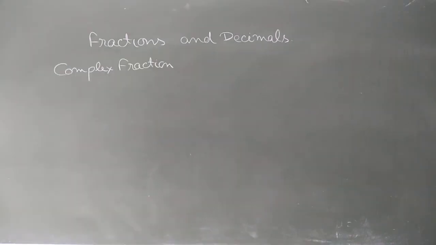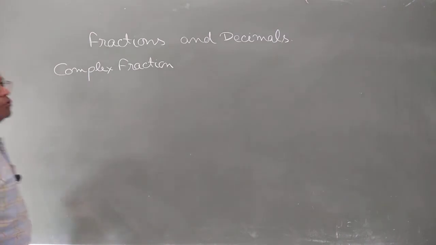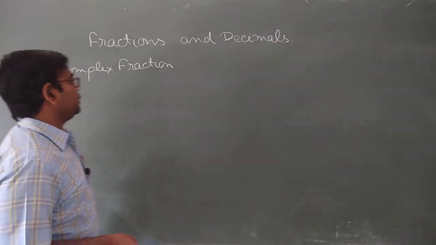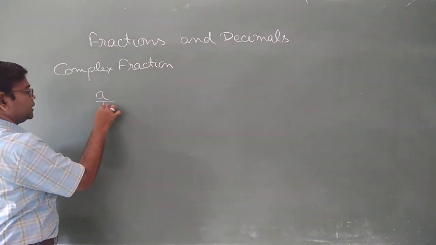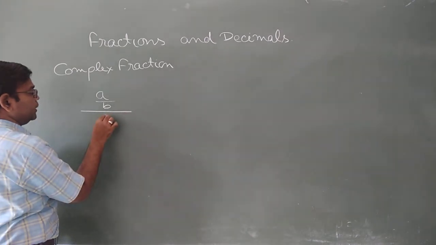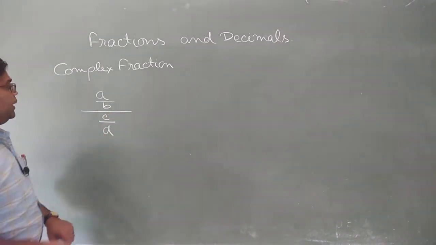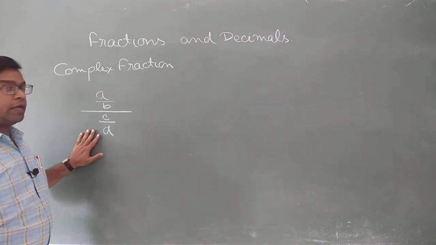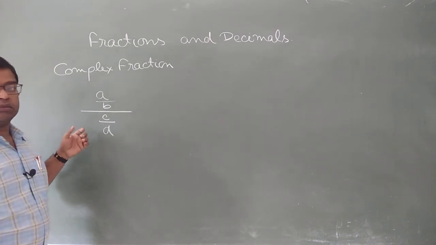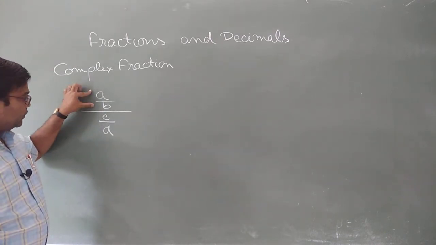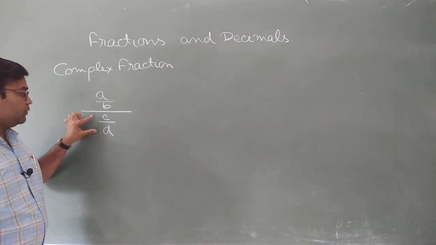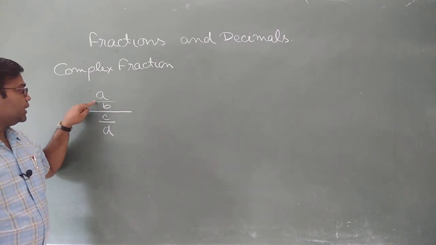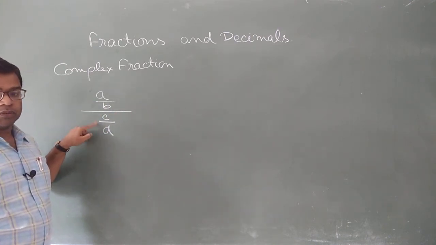Our next problem is conversion of a complex fraction into a simpler fraction. What is a complex fraction? If we write a fraction of this type, a upon b whole divided by c upon d, it means in the numerator we have a fraction, in the denominator we have a fraction. So this type of fraction is known as your complex fraction. Hope this one is clear to you. The numerator part itself is a fraction. The denominator part itself is a fraction. Remember, this main division line is a little bit longer than these two parts. So let's start.